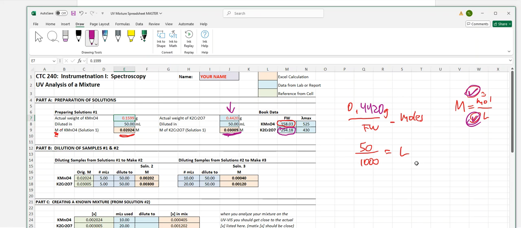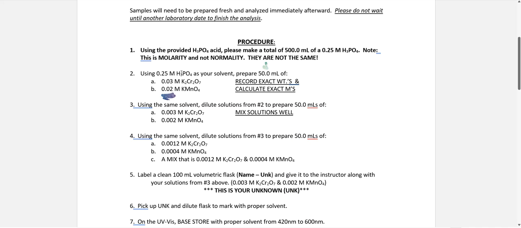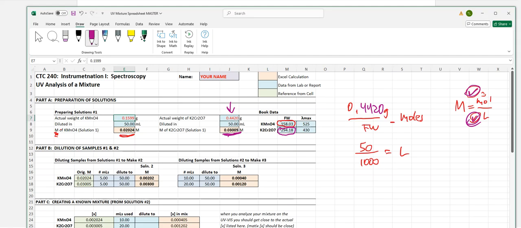Again, that should be close to 0.03, and if you go to the data sheet, right up here at the top, number 2, using the solvent, prepare 0.03 molarity of your chromium. All right, so first part done. Just a simple molarity equation. That's all that is. And that will walk you through the preparation. So those solutions are way too strong. The molarities are way too high.